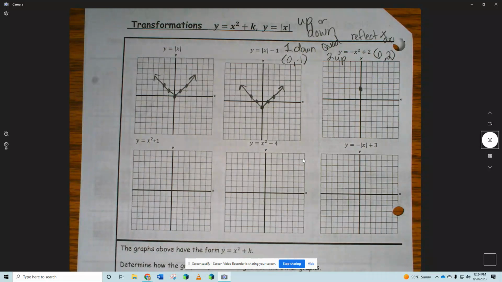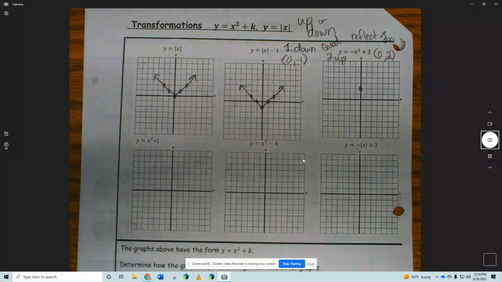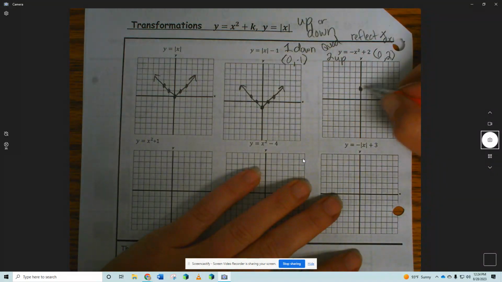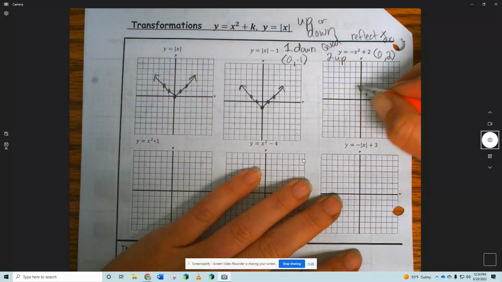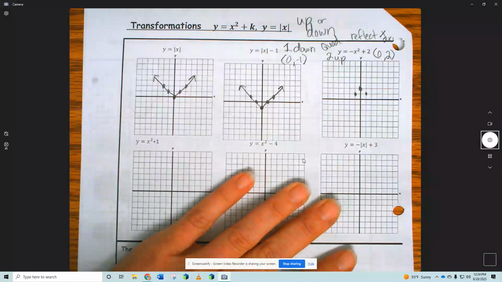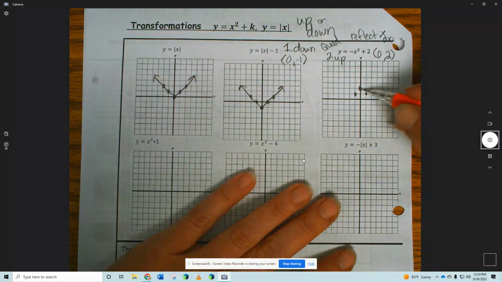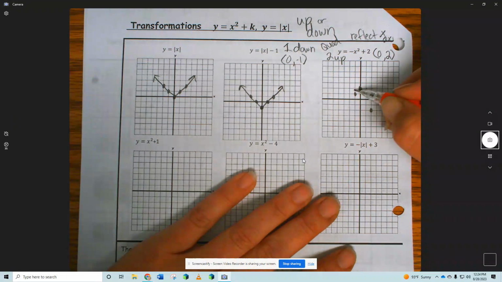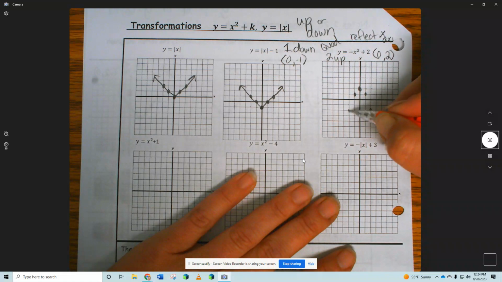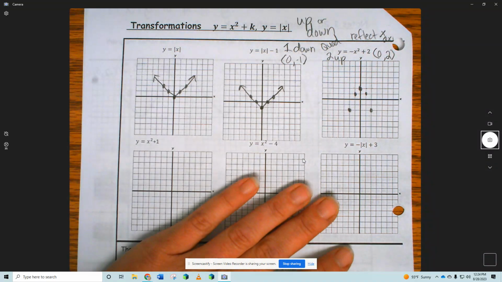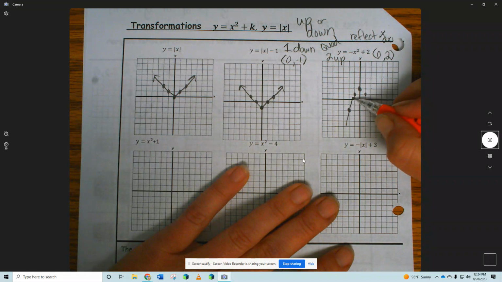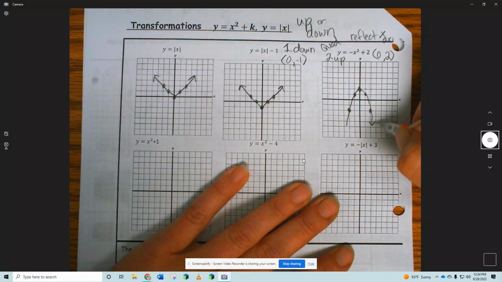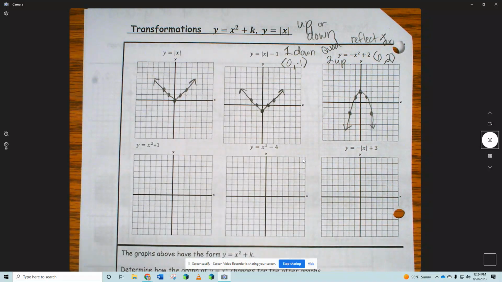Over 1, down 1. Over 2, down 4. Remember, parabolas are different. Over 1, down 1. Let's all do that first. Over 1, down 1. Both directions. Over 2, down 4. Curvy, quadratic. See?